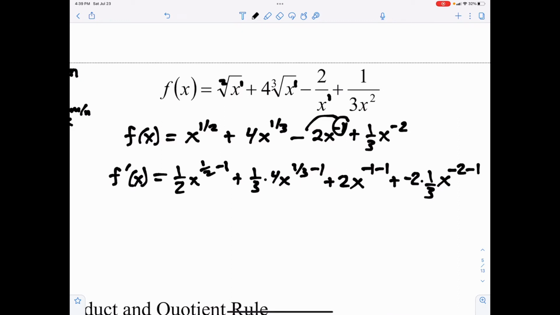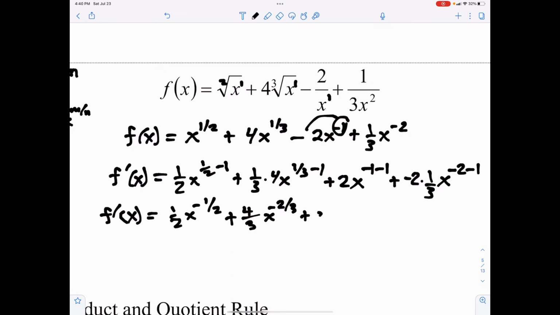Okay, let's clean this up. F prime of x would be 1/2 x. Now 1/2 minus 1 would be negative 1/2 power. Plus 1/3 times 4 would be 4/3 x. Now 1/3 minus 1 would be negative 2/3. Okay, plus 2x to the negative 1 minus 1 would be negative 2. And then finally, negative 2 times 1/3 would be minus 2/3 x to the negative 3.